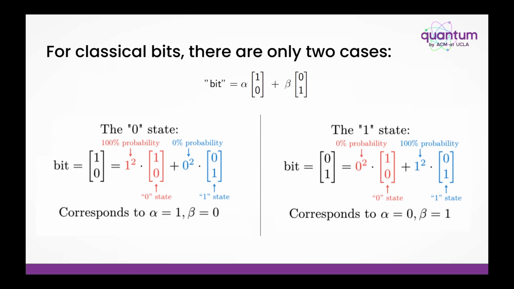The second case on the right is where the amplitude for the 0 state is now 0, and the amplitude for the 1 state is now 1. Likewise, this corresponds to the case when the bit is 1, because obviously the probability of it being in the 1 state is 100%, and the probability of it being in the 0 state is 0.